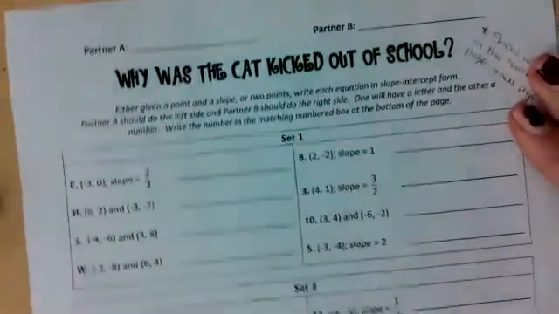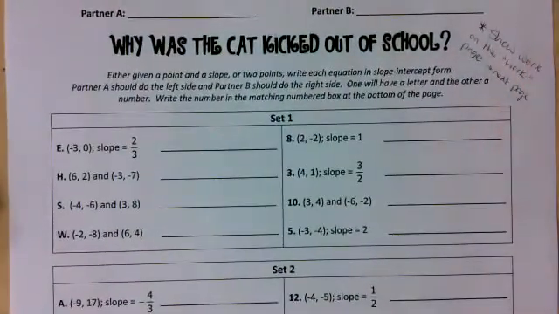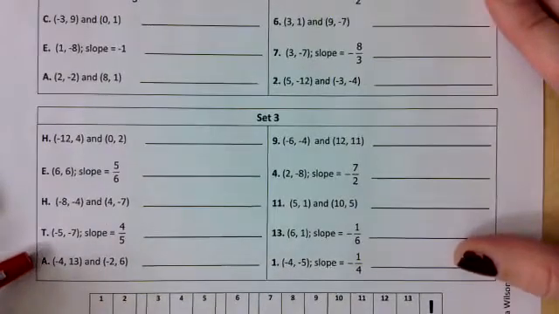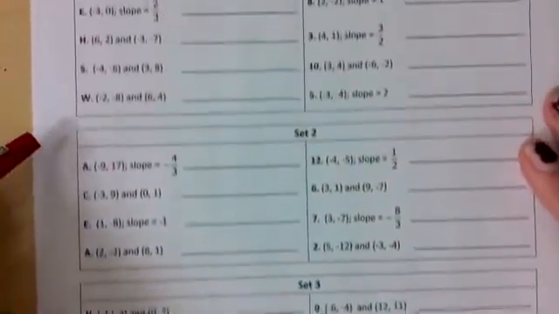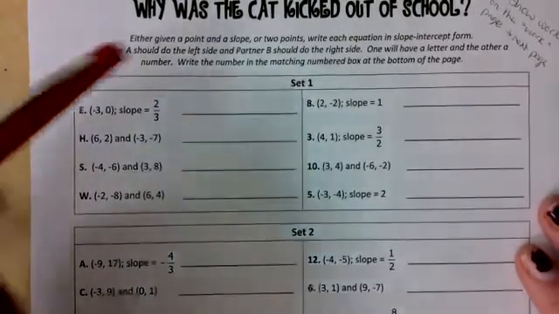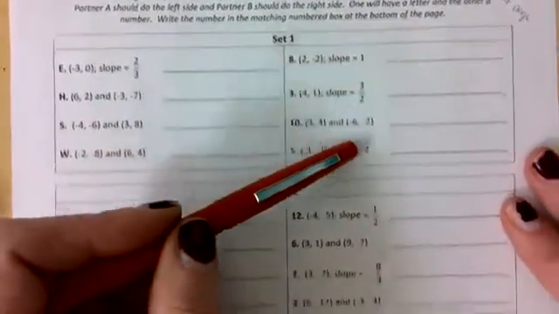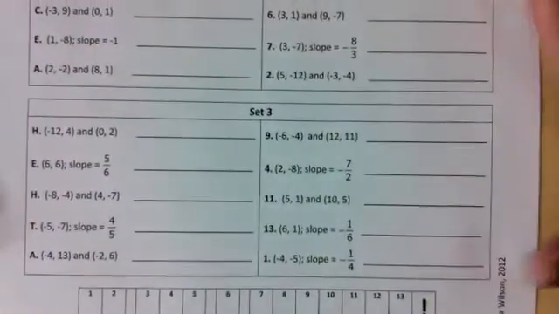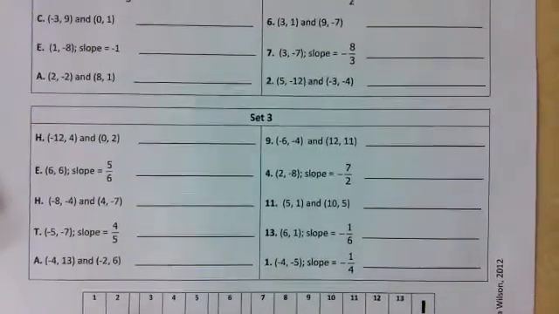After you're done this, you're going to get with a partner and you're going to complete the partner activity on the next page. So one of you will be partner A, the other one will be partner B. Partner A is going to do the entire left side of the page with all of the letters. Partner B is going to do the entire right side of the page with all of the numbers. Then you're going to get together with your partner and match up the answers.